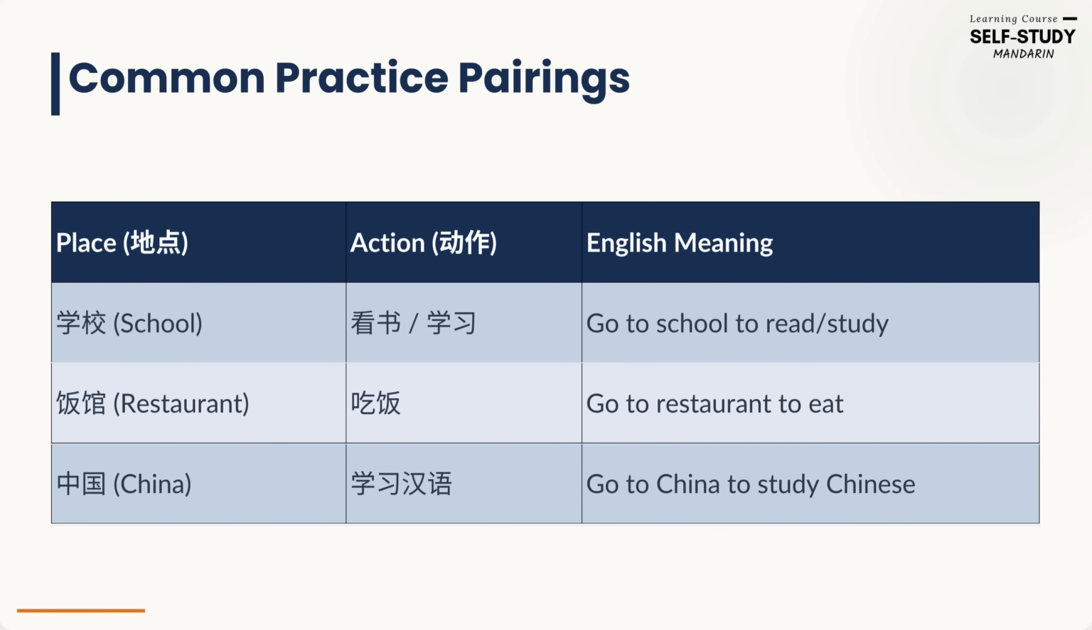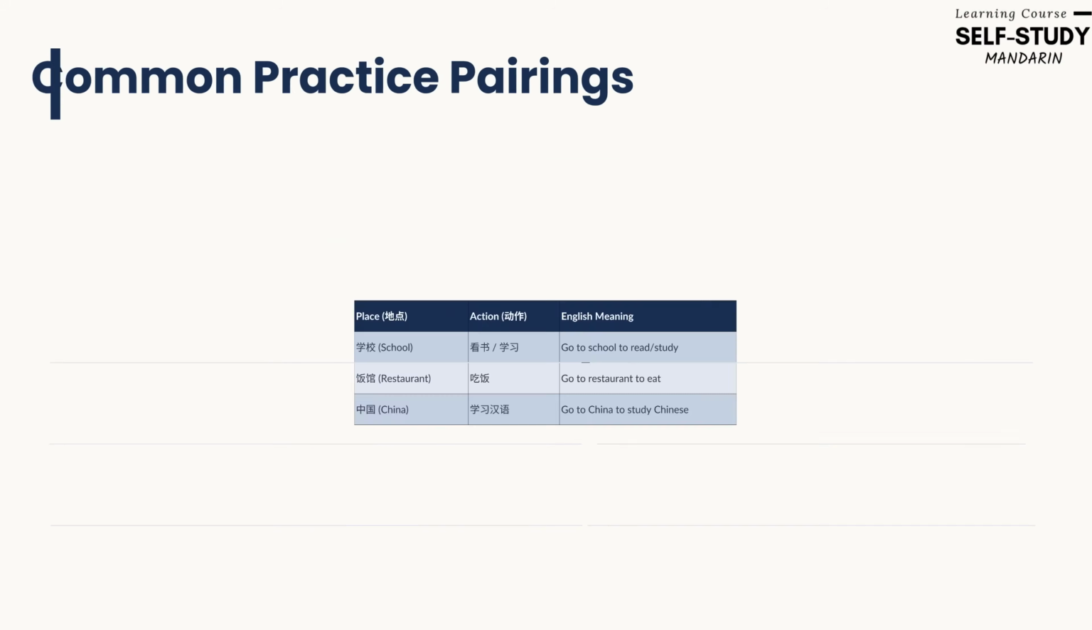Common practice pairings. To help you practice, here are some common place and action pairings that you can plug right into our formula. If the place is 学校, school, the action could be 看书, read, or 学习, study. So go to school to read. If the place is a restaurant, 饭馆, the action is 吃饭, eat a meal. So go to a restaurant to eat. And if your place is 中国, China, your purpose might be 学习汉语, study Chinese. So go to China to study Chinese. Try making your own sentences using these pairs.